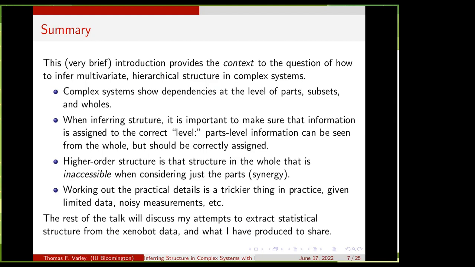Okay. Any questions so far about all this philosophical jibber jabber? So far, so good. Cool.